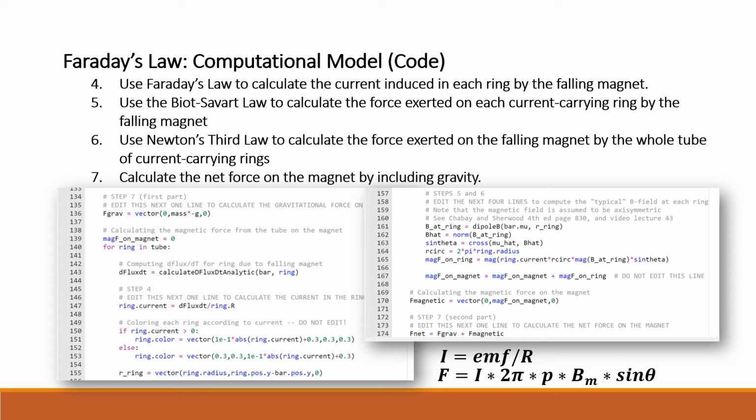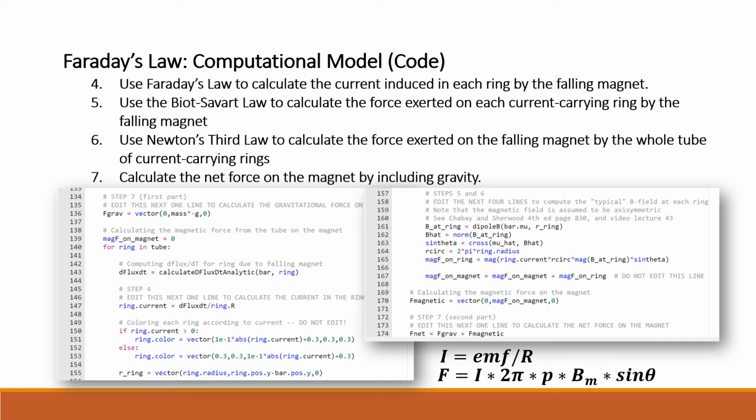So that is where we have the sine theta, which is the cross of the dipole moment and the magnetic field. And then the circumference, which is 2 pi times the ring radius. And then the magnetic force on the ring, the magnitude of that. So that whole equation that I just explained is going to be on line 165.